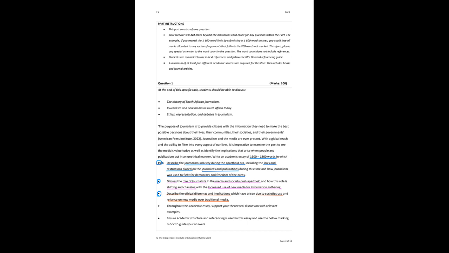In point one, during the apartheid era, should we also talk about the working conditions during apartheid? Yeah, you can. It's anything to do with the journalism industry. And should we also talk about the influence of apartheid on the media and journalism, mentioning all the laws and restrictions? Yes. Okay, cool. Thank you.